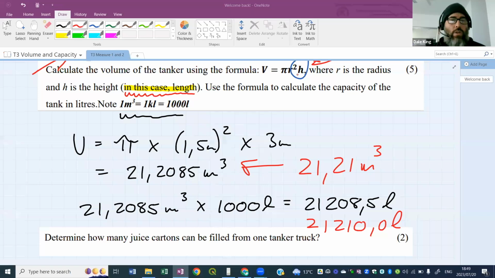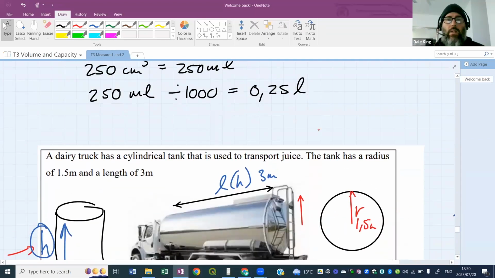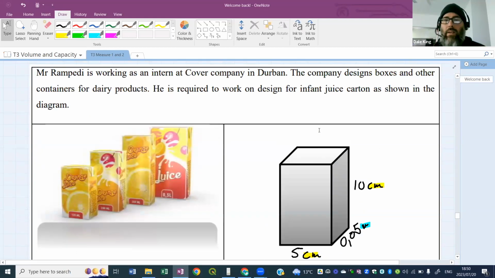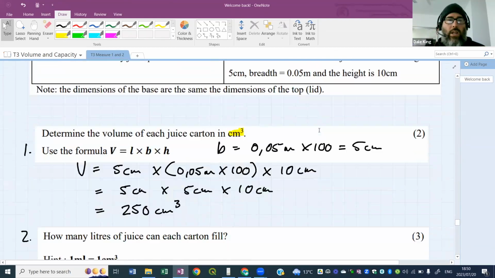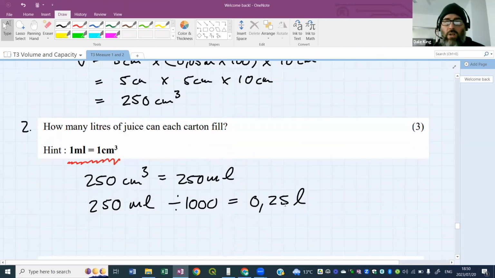Determine how many juice cartons can be filled from one tanker truck. Now, what are they talking about? It's a linked question, ladies and gentlemen. Do you remember our carton that we were working out? It's the same company. So this question here, question 2, said, how many liters of juice can each carton fill? Each carton has 0.25 liters of juice.